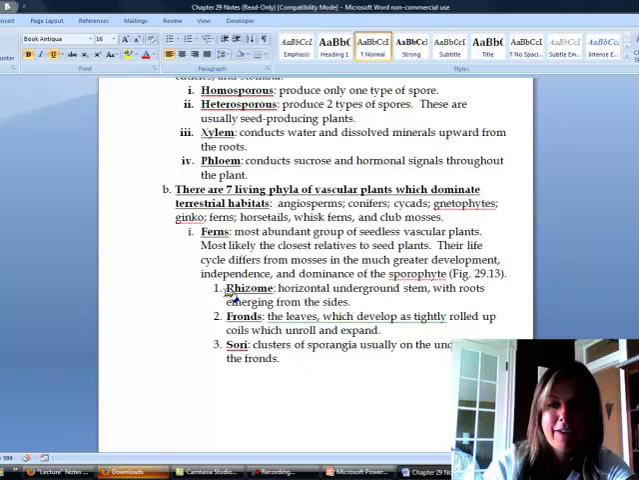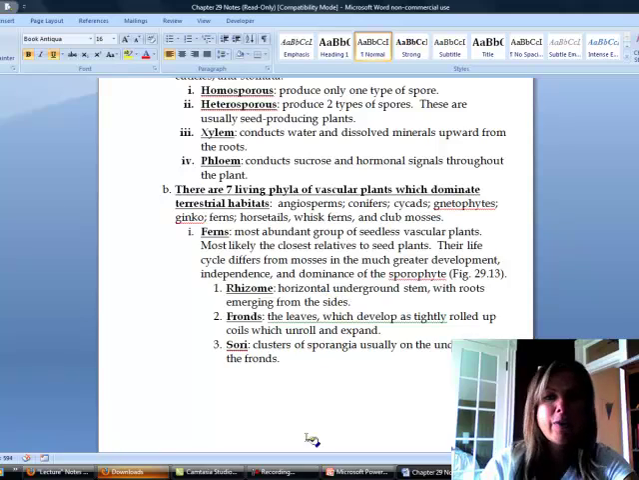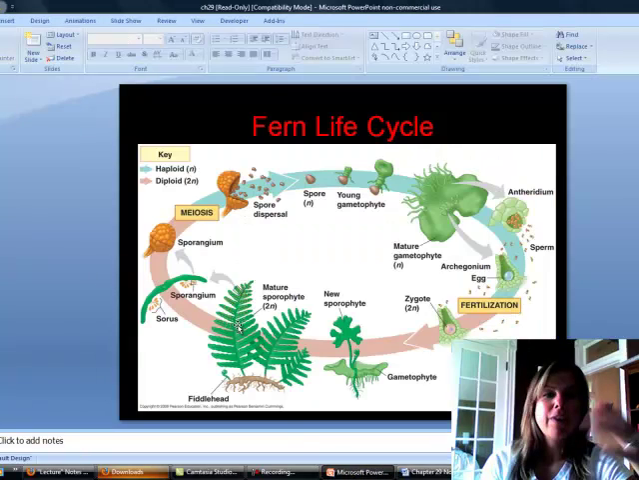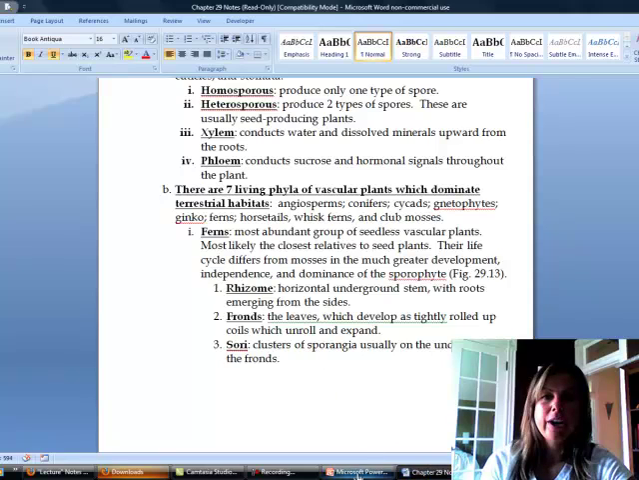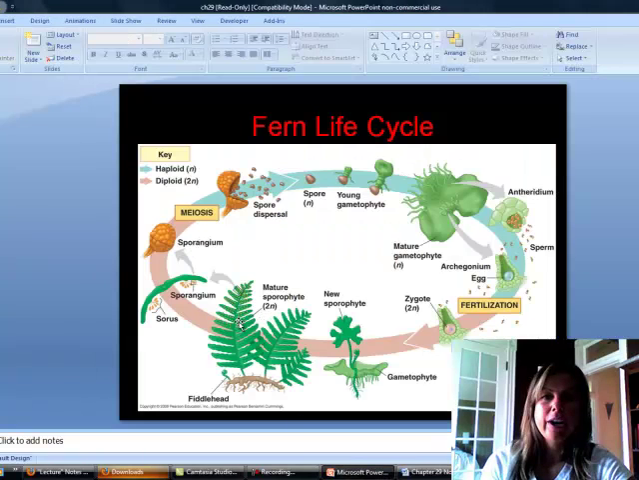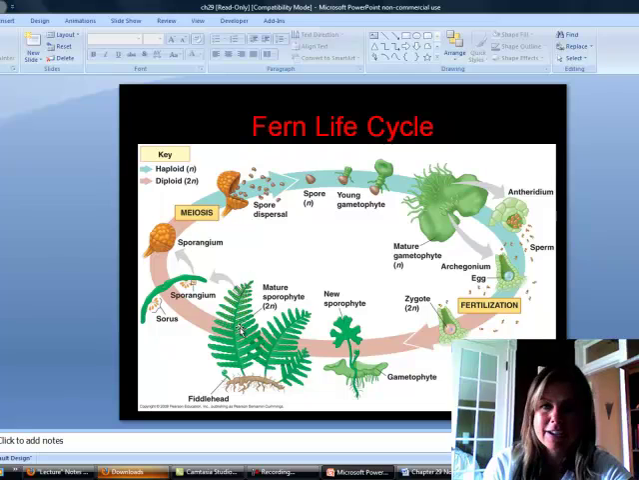Alrighty. So as far as parts of the fern, you've got the rhizome, which is going to be an underground stem that's going to connect them all. Then you've got the frond, which is going to be that big leafy part. And finally, you're going to have the sori, which are going to be those clusters of spores that look like little dots on the underside of the frond.